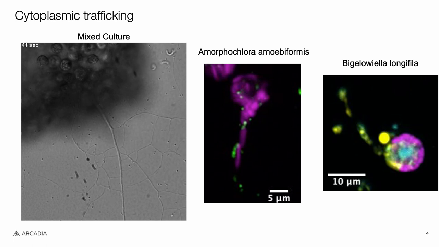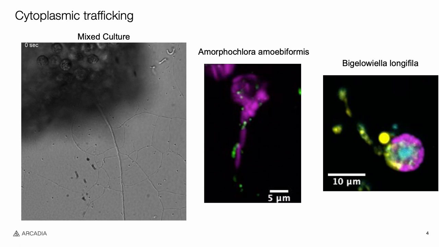So we became very interested in what is actually happening and decided to throw some dyes on these cells and see what's being trafficked through. So in the middle movie, you can see Amorphochlora amoeboformis. And this was stained with MitoTracker, which is shown in green, and the magenta is the autofluorescence from the chloroplast. And you can see that the chloroplast is present in this long extension.